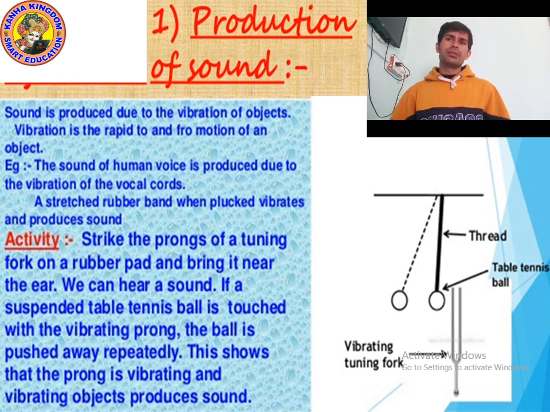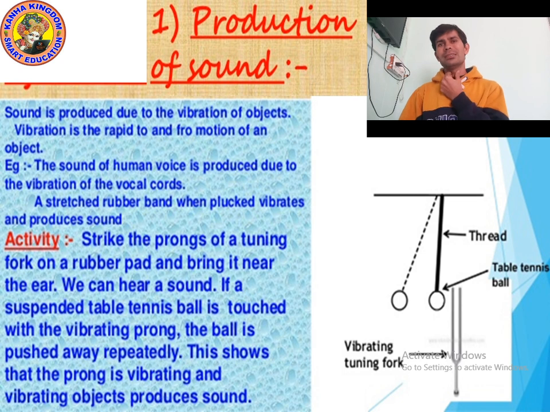Sound is produced due to vibration of the object. Vibration is actually the rapid to and fro motion of an object. The sound of human voice is produced due to the vibration of vocal cords. In the neck, if you touch here, you will feel an apple-like structure, which is called the voice box or Adam's apple.